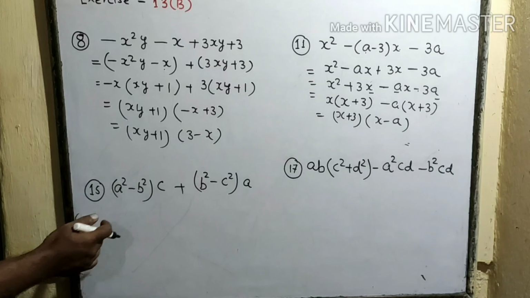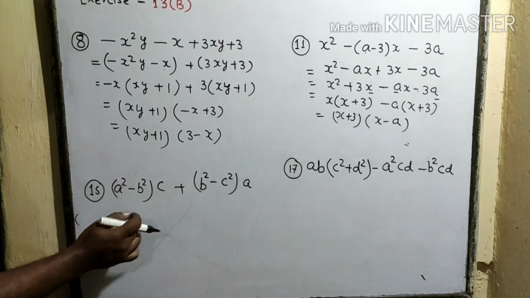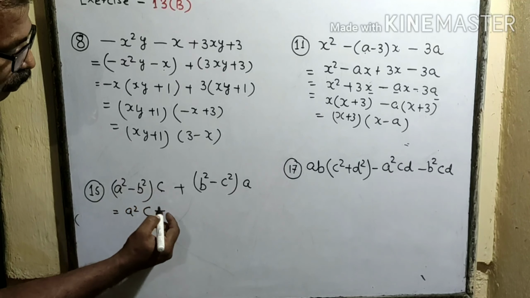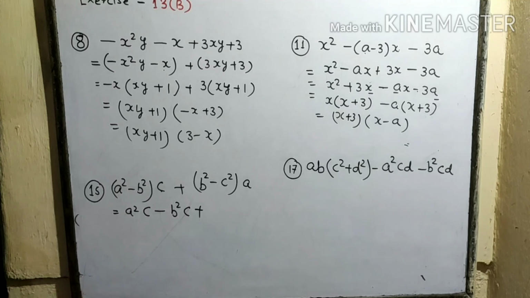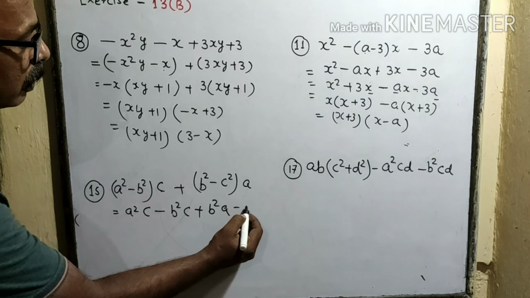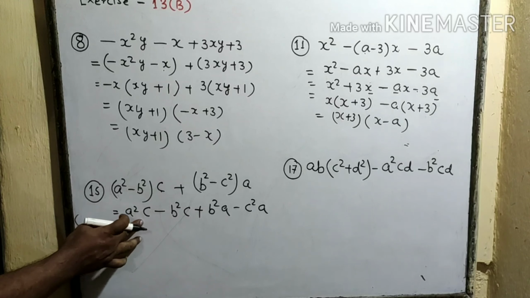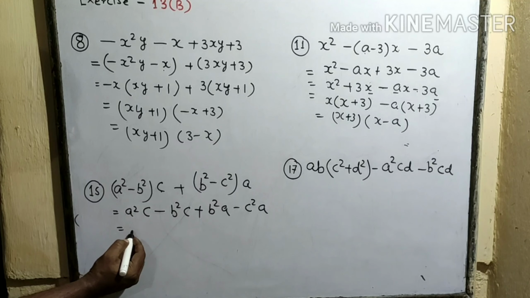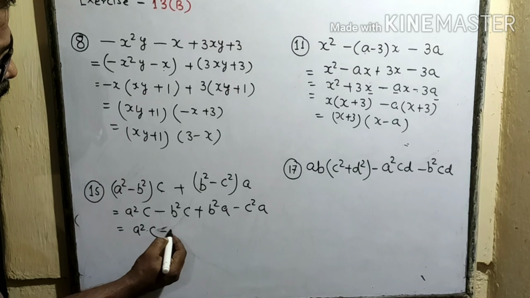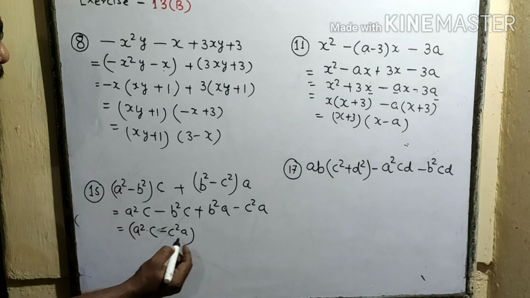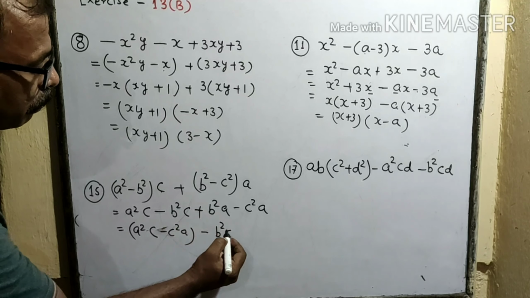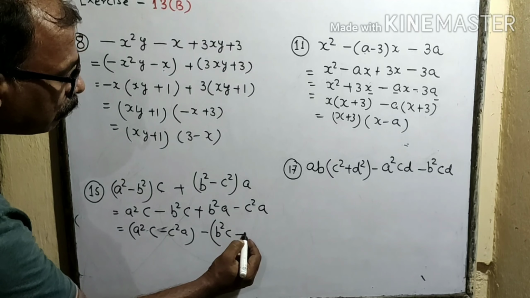So we are in question number 15 now. Same way like this, we will expand it. So it will be a square into c, a square c, b square into c is b square c, plus b square into a is b square a, and minus c square a into c square. This one and this one will write together as a group. So a square c and this c square a will make a group, minus this b square c and bracket, since we are putting bracket, so plus it will become minus b square a.